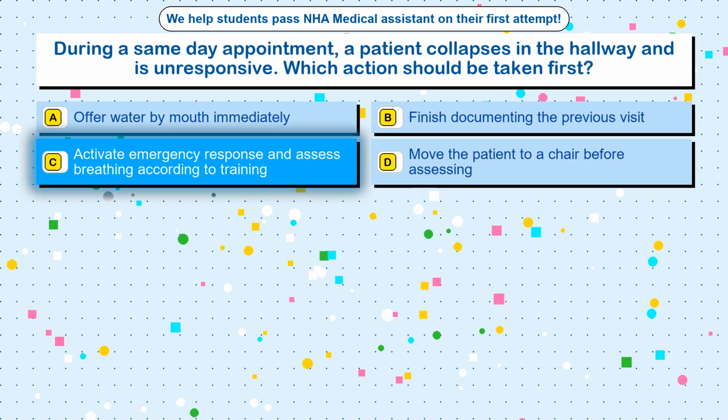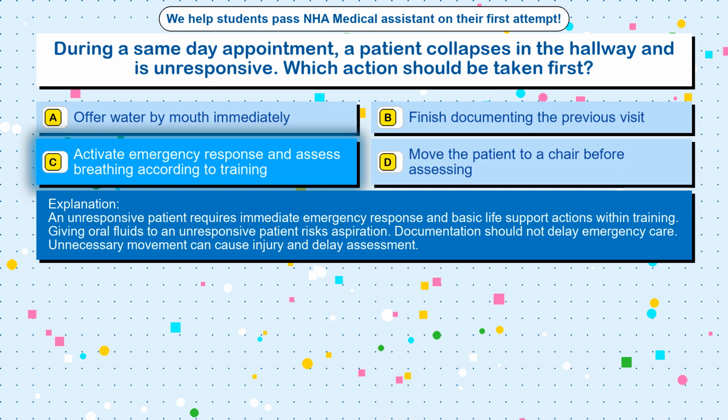The correct answer is option C. Activate emergency response and assess breathing according to training. An unresponsive patient requires immediate emergency response and basic life support actions within training. Giving oral fluids to an unresponsive patient risks aspiration. Documentation should not delay emergency care. Unnecessary movement can cause injury and delay assessment.